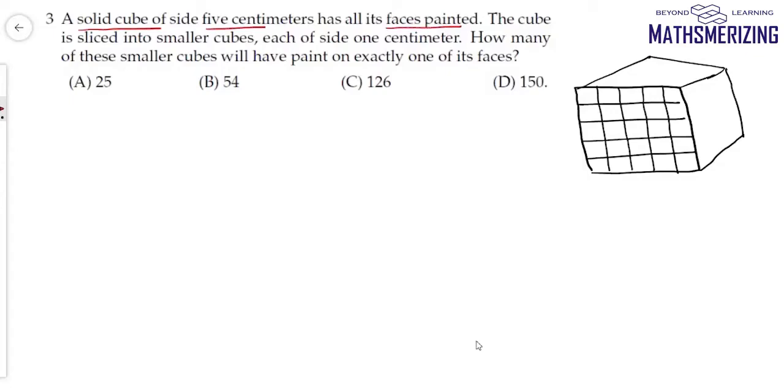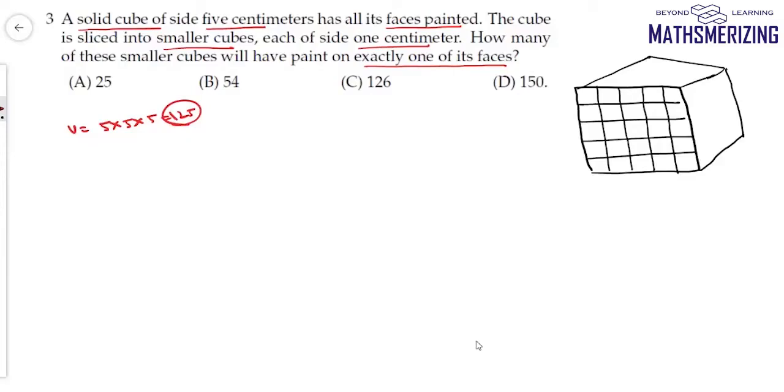The cube is sliced into smaller cubes, each of side 1 centimeter. Then how many of these smaller cubes will have paint on exactly one of its faces? Now we know that the volume of this cube is 5 into 5 into 5, that is 125. And if we slice it into smaller cubes, then we'll have 125 small cubes.